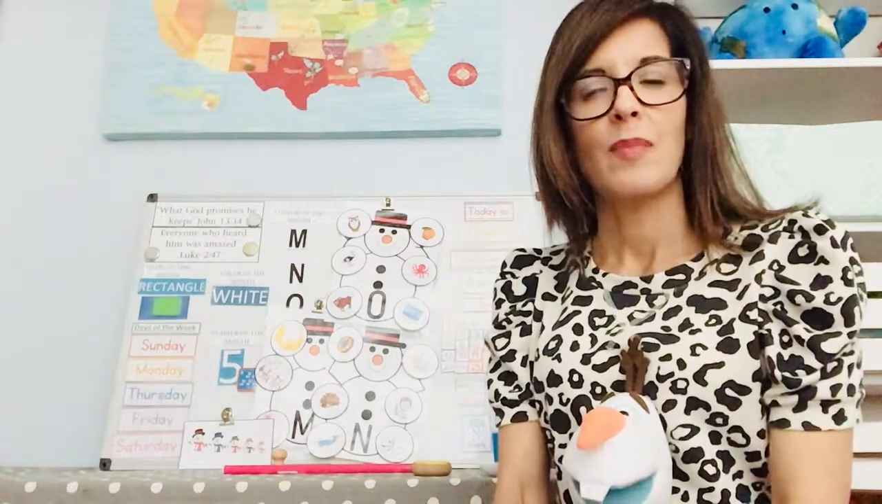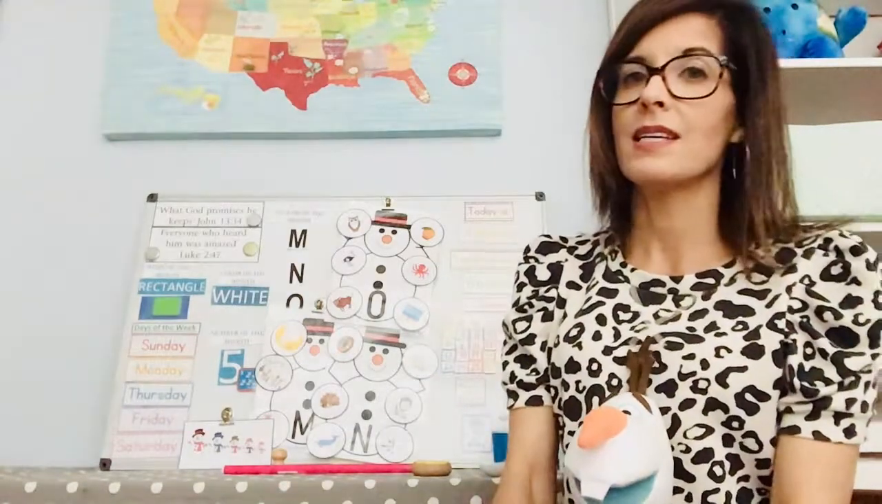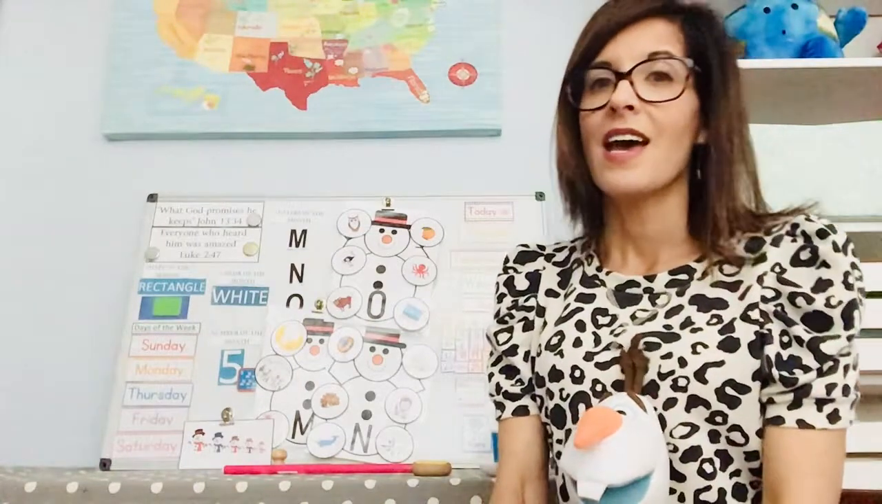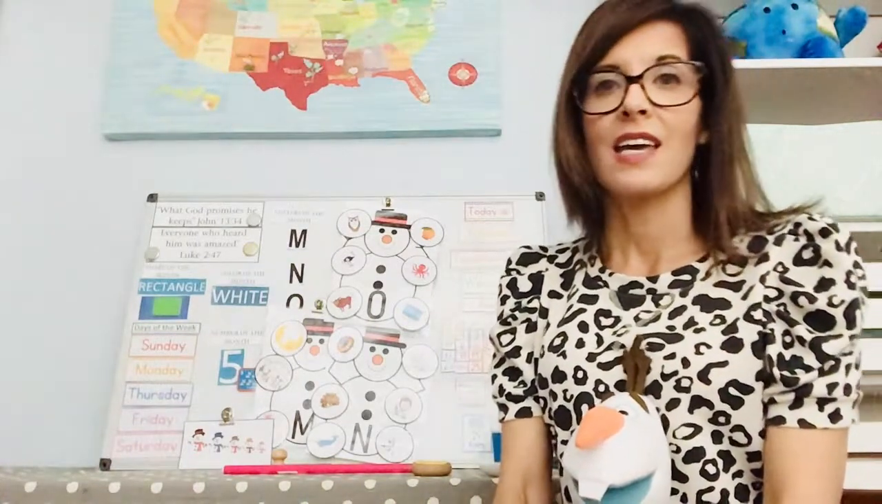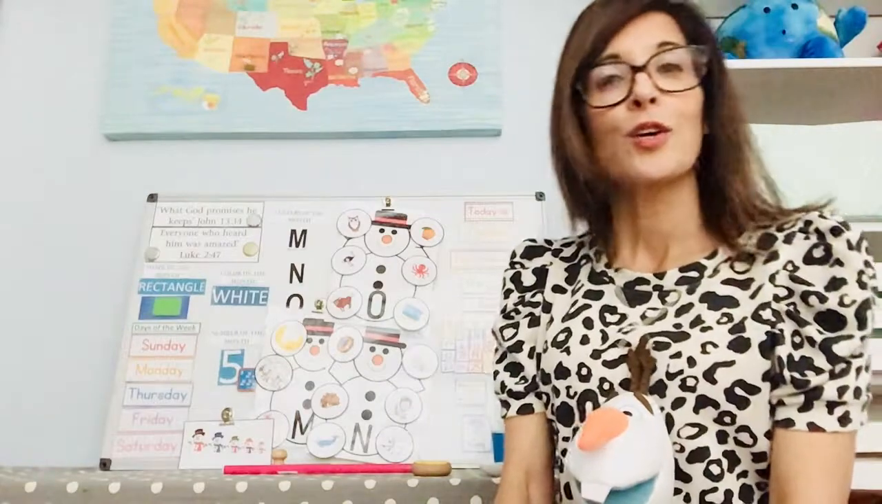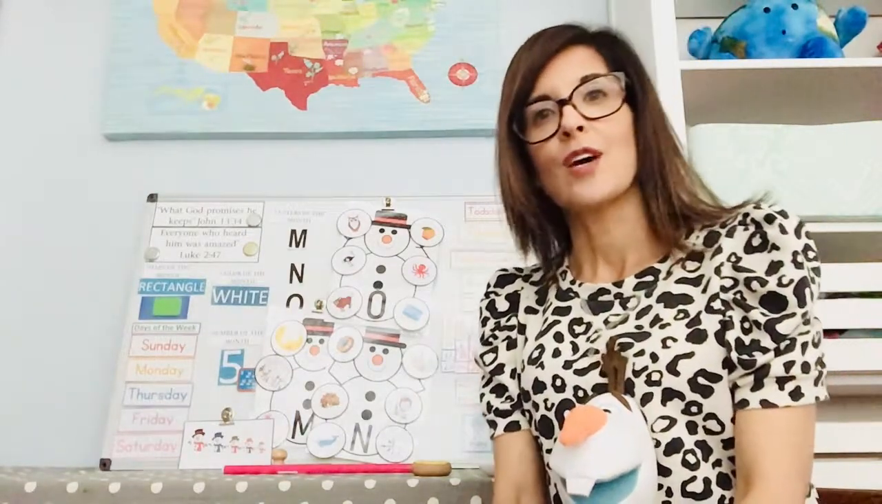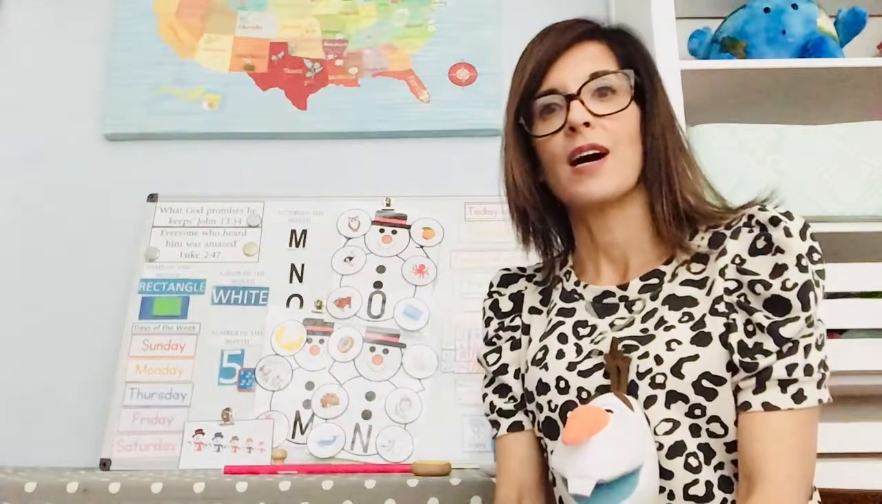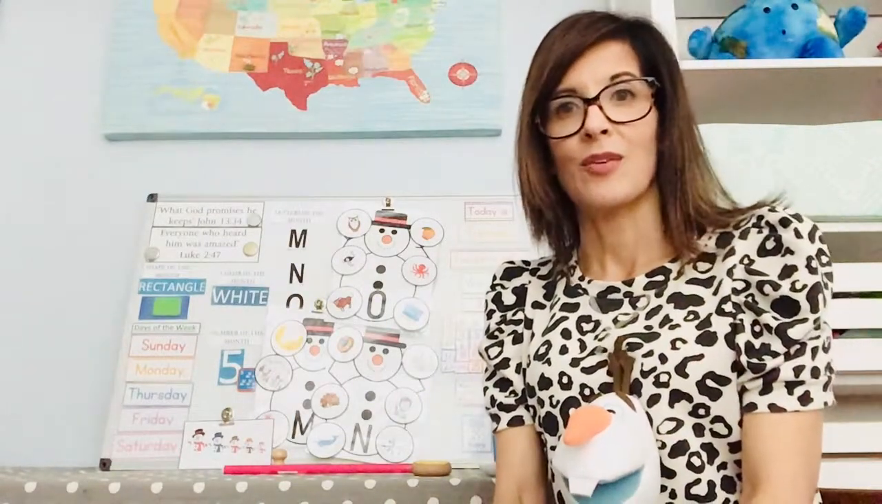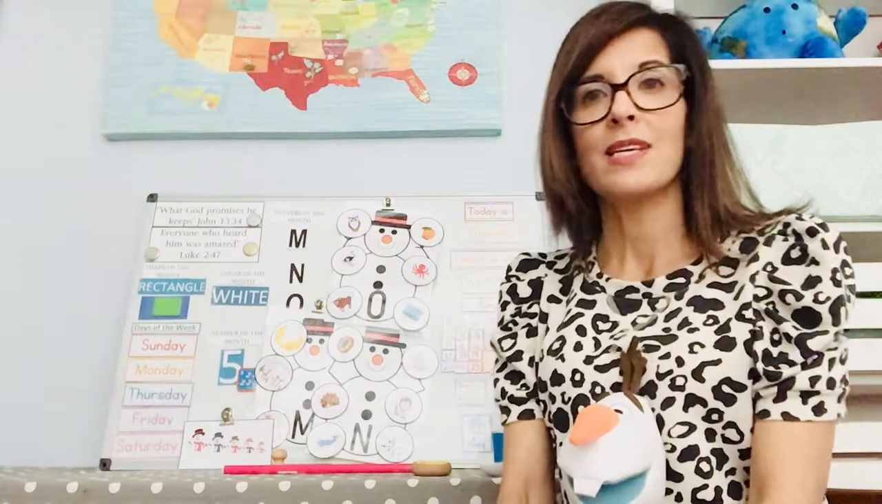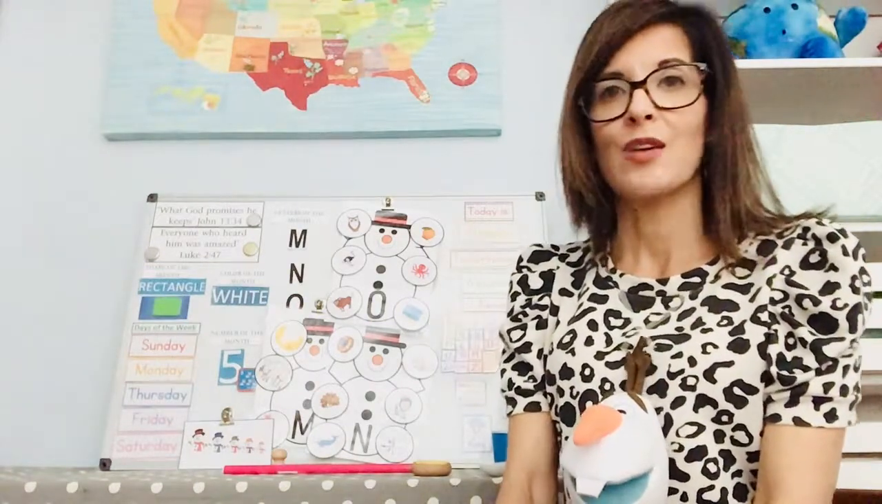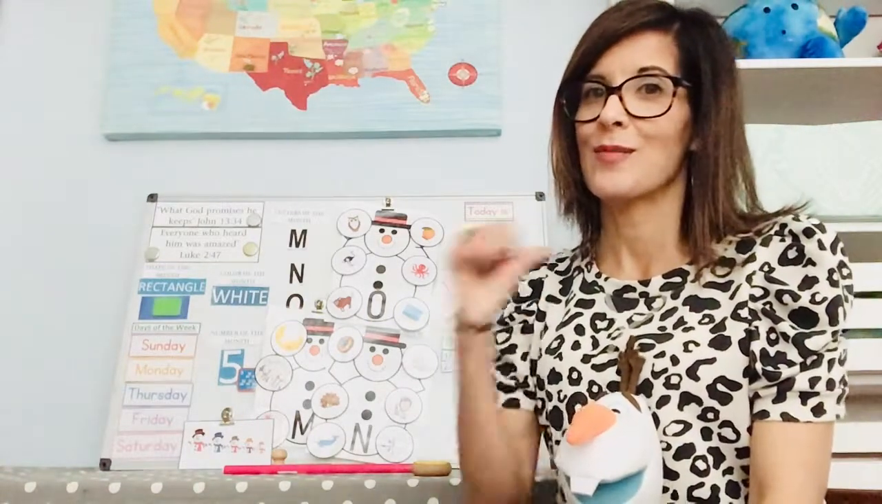Let's sing. A, B, C, D, E, F, G, H, I, J, K, L, M, N, O, P, Q, R, S, T, U, V, W, X, Y, and Z. Now I know my ABCs. Next time, won't you sing with me?